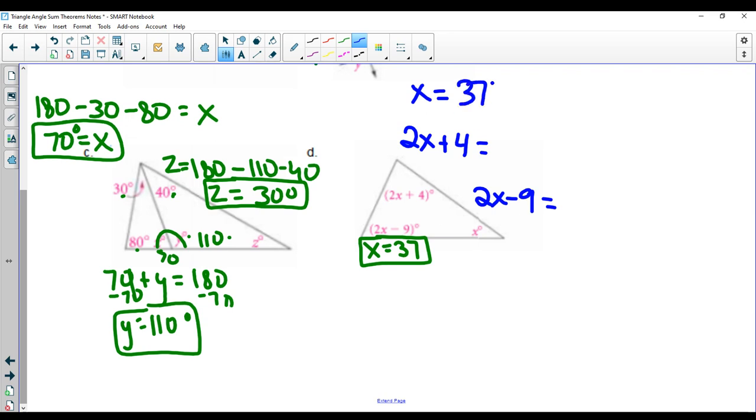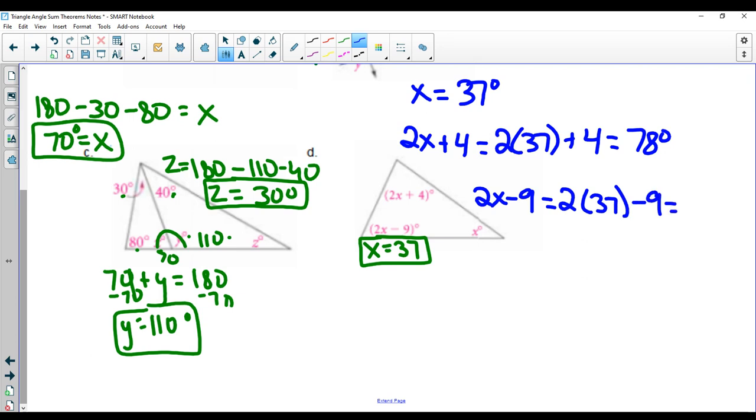Well, this one's kind of stupid. There's 37. This would be 2 times 37 plus 4. And you would type that into your calculator, or if you're good enough to do it in your head, you could do that. This is going to be 2 times 37 minus 9. And we get 65 degrees.